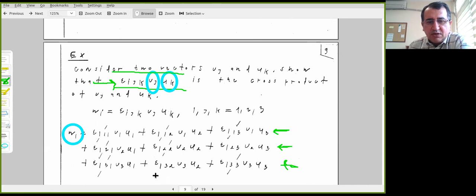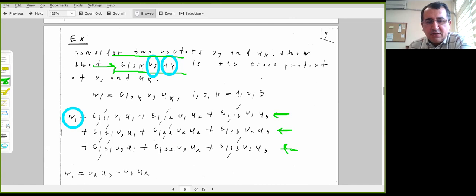This is non-zero, and this is non-zero. Epsilon 1,2,3 is 1. Epsilon 1,3,2 is minus 1. The result, in other words, is W1 equals U2 V3 minus U3 V2. So this is the first component of our cross product operation.